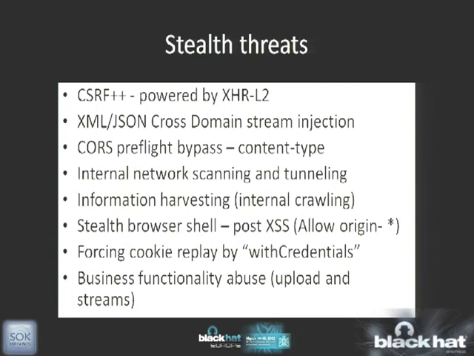CORS pre-flight bypass. According to the specs, if you have a certain content type, then a pre-flight check will not be there. So anyway, you will get a full one-way connection. You can do internal network scanning and tunneling. Interestingly, if the servers inside your internal network allow Origin set to star, so they serve content to any origin, then you can write a little HTML crawler which finds the servers serving content to any origin, and then through XHR you can grab all the content and post it wherever you want.